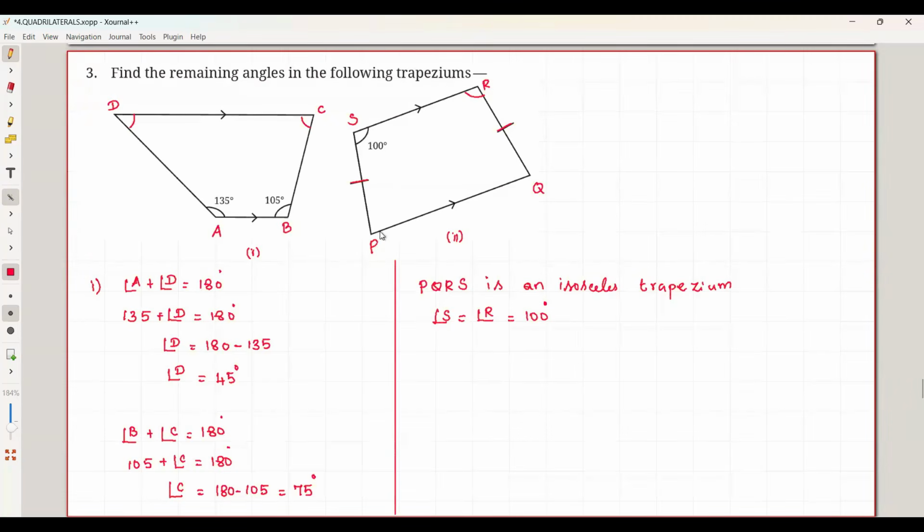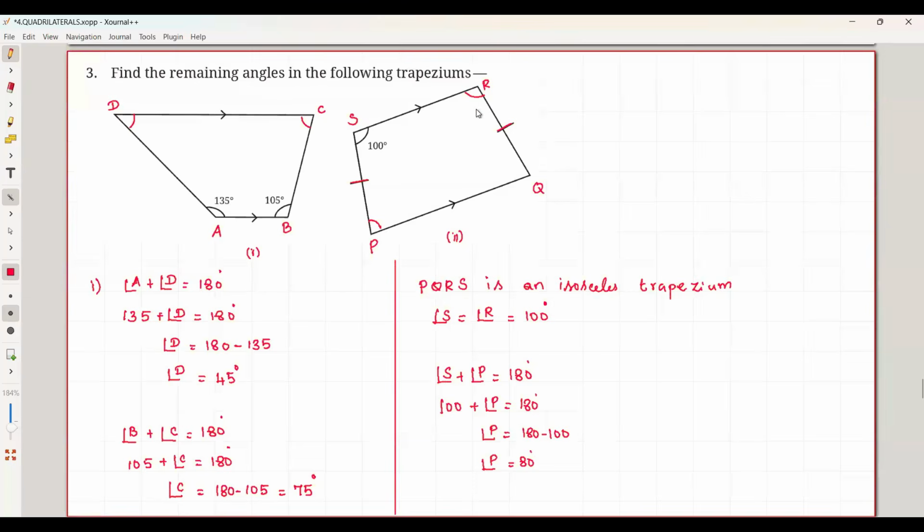interior angles on the same side add up to 180 degrees. So angle S plus angle P is equal to 180 degrees. Angle S we got as 100. So 100 plus angle P is equal to 180 degrees. Angle P is equal to 180 minus 100, that is 80 degrees. Angle P is 80, and Q is also a base angle, so angle Q is also 80 degrees.